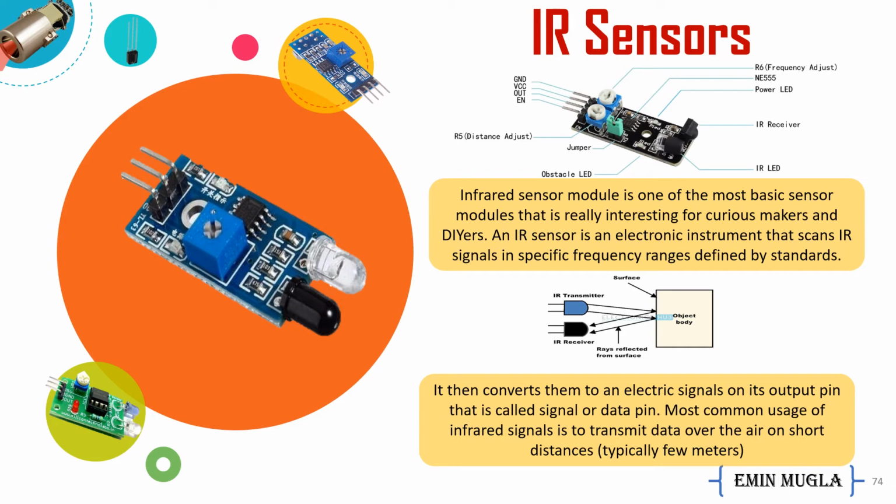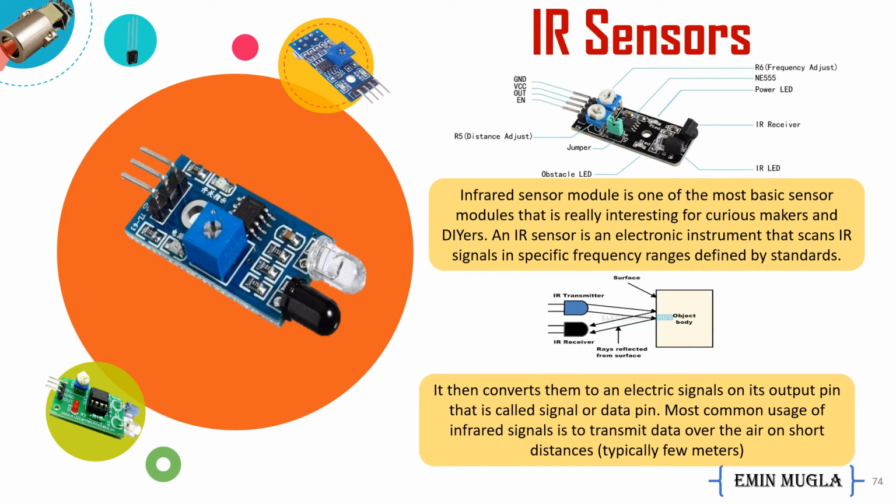Also there's IR sensors. The infrared sensor module is one of the most basic sensor modules, and it's really interesting for curious makers and DIYers. An IR sensor is an electronic instrument that scans IR signals in specific frequency ranges defined by standards. It then converts them to electric signals on its output pin, which is called a signal or data pin.